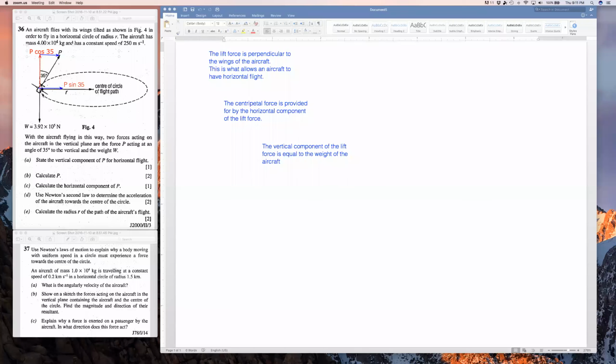So the vertical component of P is P cos 35. But beyond that, we can know its value. Its value, pointing up, must be 3.92 by 10 to the 5. Right? 3.92 by 10 to the 5 is the vertical component of P pointing up. That's part one. And then they're asking us to calculate P.